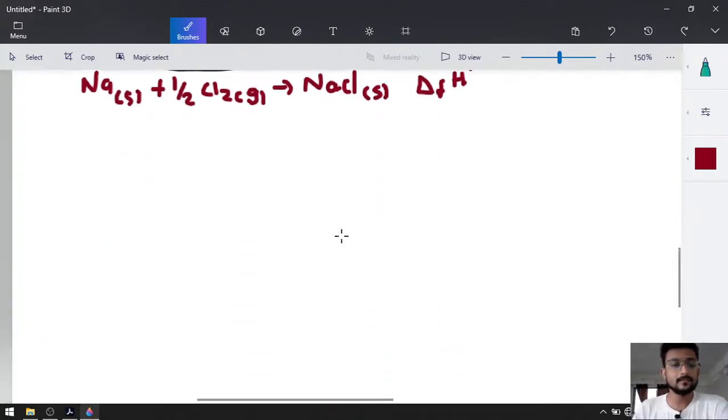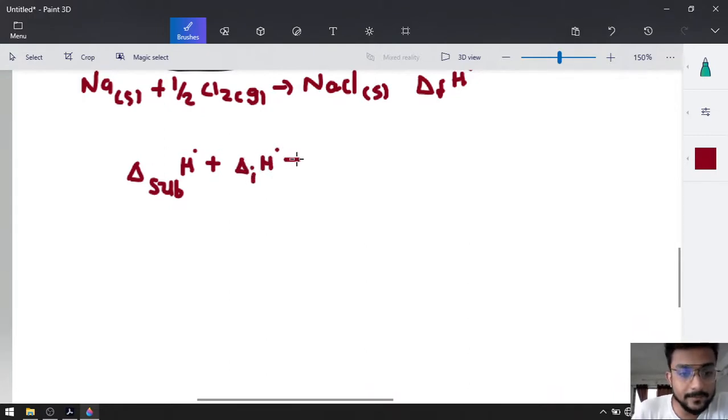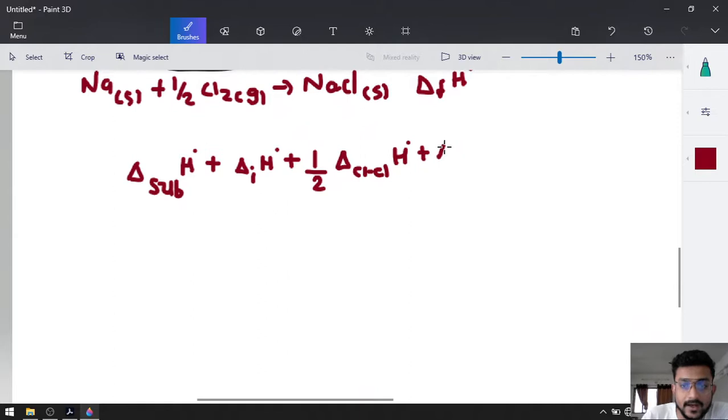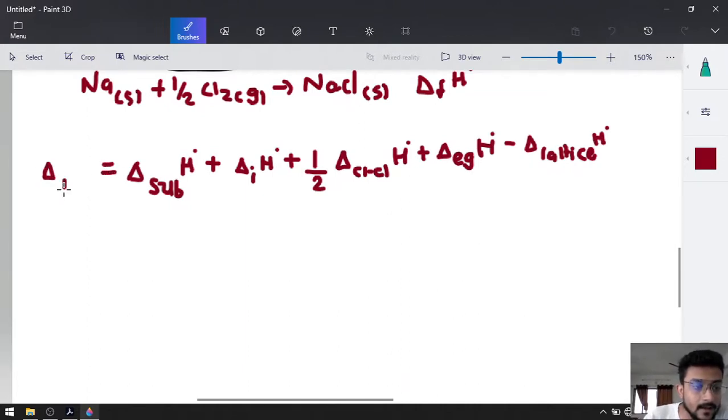So the formula will be: delta sub H naught of the second reaction, plus delta IH naught, the ionization enthalpy of sodium, plus 1 by 2 chlorine bond dissociation enthalpy delta Cl H naught, plus the electron gain enthalpy delta Eg H naught, plus minus the lattice enthalpy delta lattice H naught, will be equal to delta F H naught.